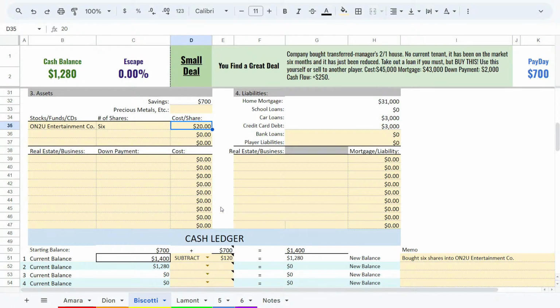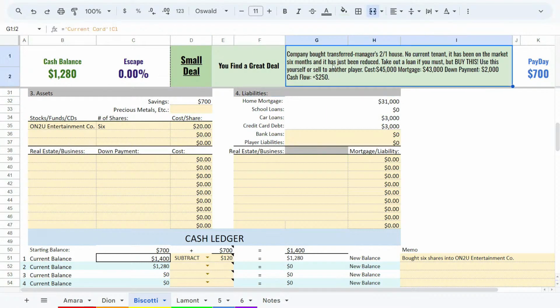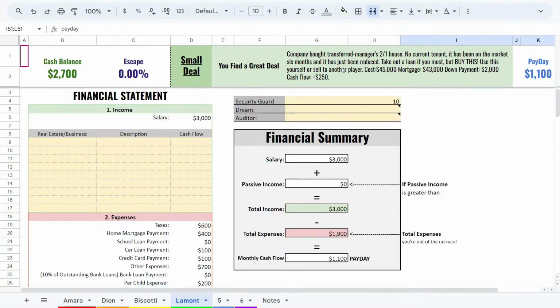He found a great small deal. A company bought transferred managers, 2-bedroom, 1-bath house. There's no current tenant. It's been on the market 6 months and it has just been reduced. Take out a loan if you must, but buy this. Use it yourself or sell to another player. Cost is $45,000. Down payment is $2,000 and the cash flow is $250. I want it. Woo woo.